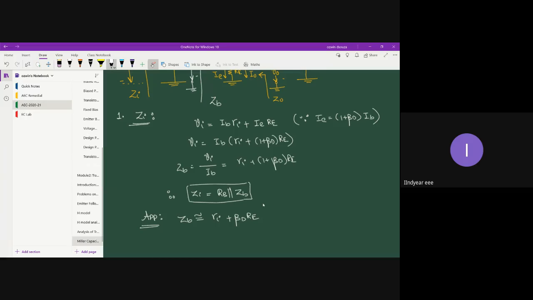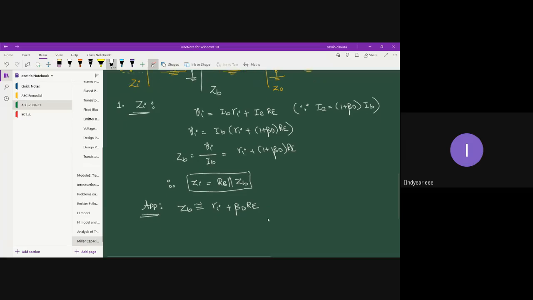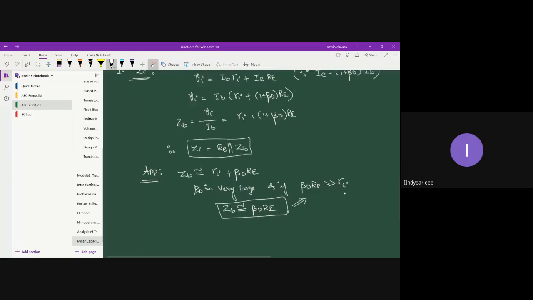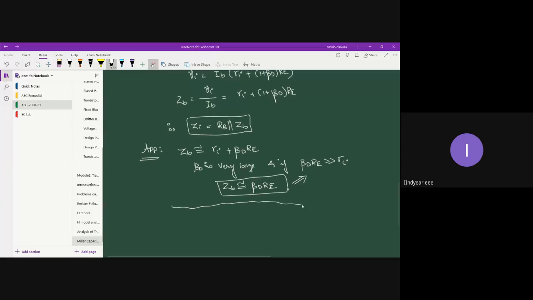Fine. And this beta D is very large. Let me write it in words. If it is found that beta D into Re is very much greater than Ri, your ZB is going to be simply beta D times Re, provided the product beta D into Re is very much greater than Ri. So that's your input impedance.